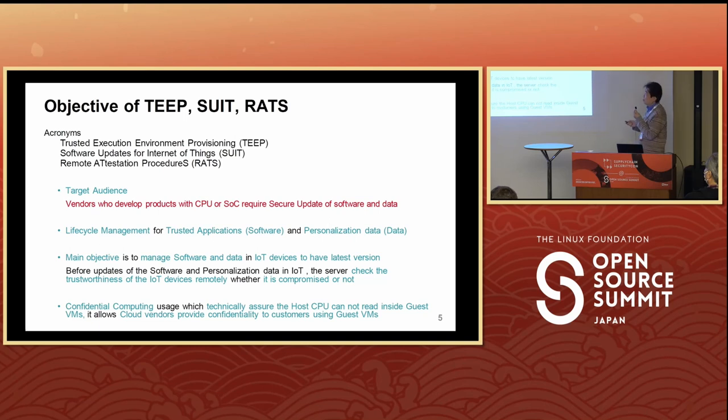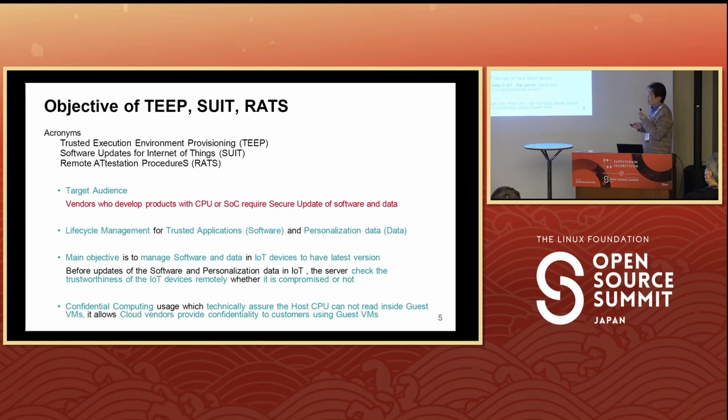The audience of this working group activity, or the one that is easy for me to explain, is the vendor who develops a product with a CPU or SoC which requires software update or customization, which is a typical embedded company. There's also a use case for the data center for cloud computing, but that is going to be covered somewhere here. How it's different, or what it's doing at IETF, is going to be explained in later slides.